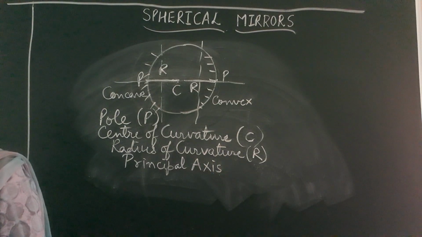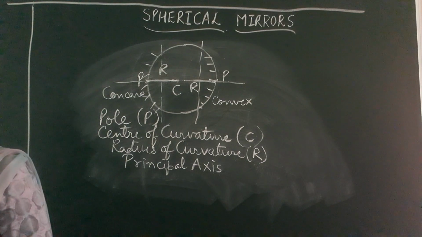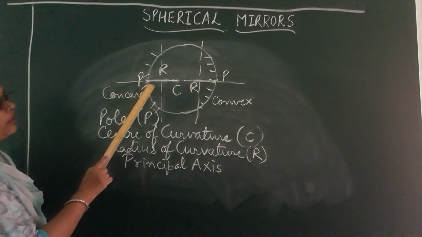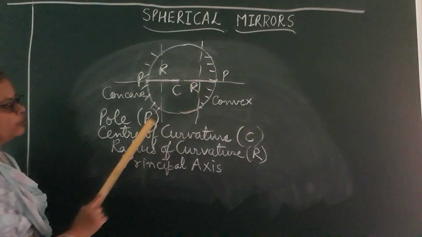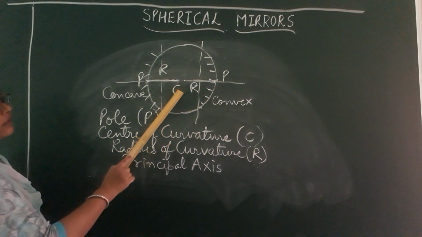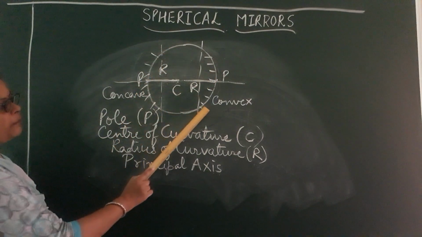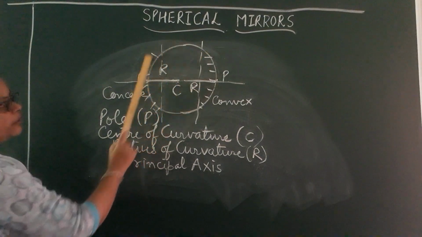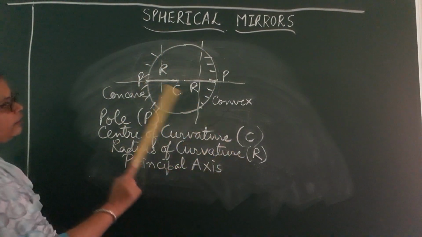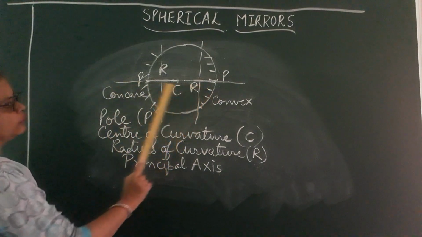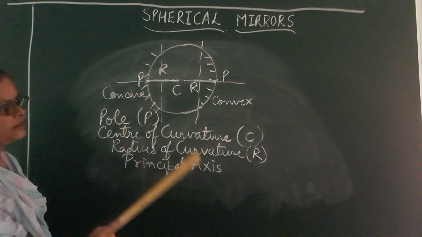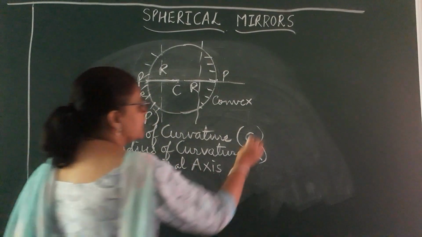Okay children, so here I have introduced four definitions to you. Let's look at it once again. Pole is the geometric center of the two mirrors, which is denoted by capital P. Center of curvature is the center of the sphere of which the mirrors are a part, denoted by capital C. Radius of curvature is the radius of the sphere of which the mirror is a part, denoted by capital R. And the straight line passing through the pole and the center of curvature of the mirror is known as principal axis. There is one more definition to go, children, and that is aperture.